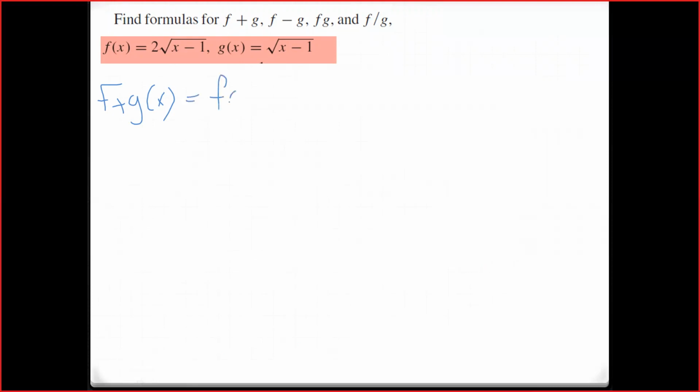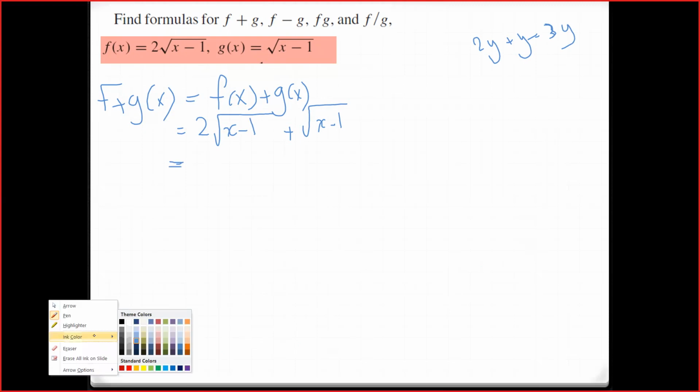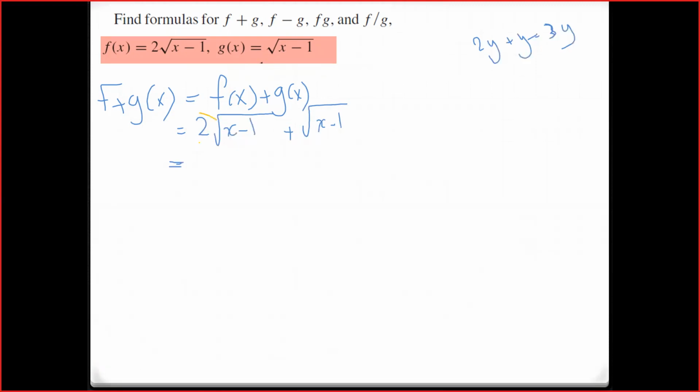It is f of x plus g of x. Now, f of x is 2 square root of x minus 1 plus g of x, which is square root of x minus 1. Now, if you have 2y plus y, can I write it as 3y? Yes. So here is the same. Since they are multiplied with the same variable, which is square root of x minus 1, I can add 2 plus 1, which is 3, square root of x minus 1. Is it clear?